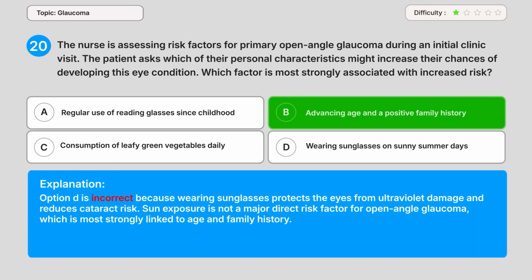Option D is incorrect because wearing sunglasses protects the eyes from ultraviolet damage and reduces cataract risk. Sun exposure is not a major direct risk factor for open-angle glaucoma, which is most strongly linked to age and family history.